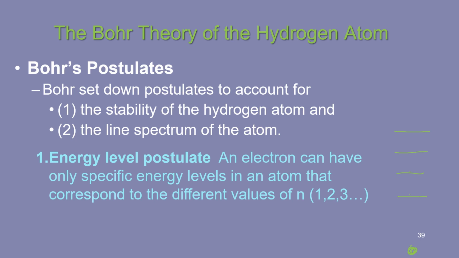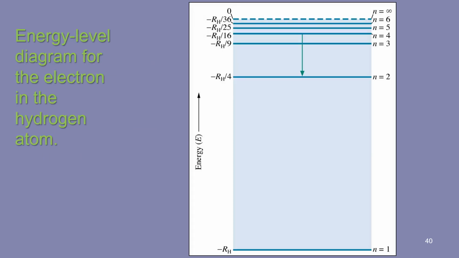These levels are just given values of n. 1 is the first level, 2 is the second level, 3 is the third level, 4 is the fourth level. So electrons can only exist at those levels. Here's a picture of those. And we'll talk about this number, the RH, in just a second.